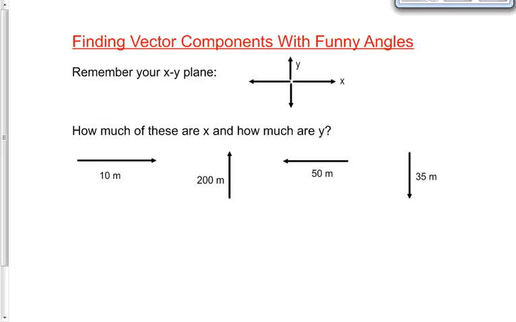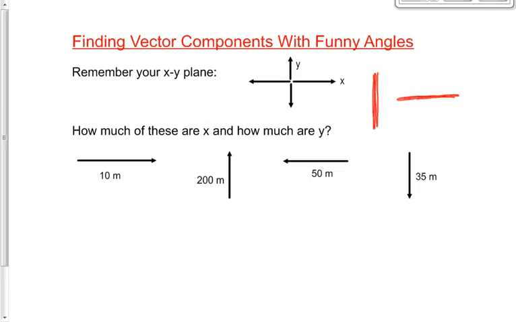I want to go a step further with this now, okay? Now I want to find vector components with funny angles. I don't see any funny angles here yet, but I kind of want to lead you into it. Remember, this is your XY plane. Everything this way is X. Everything this way is Y. Got to remember that. Okay, that's important.